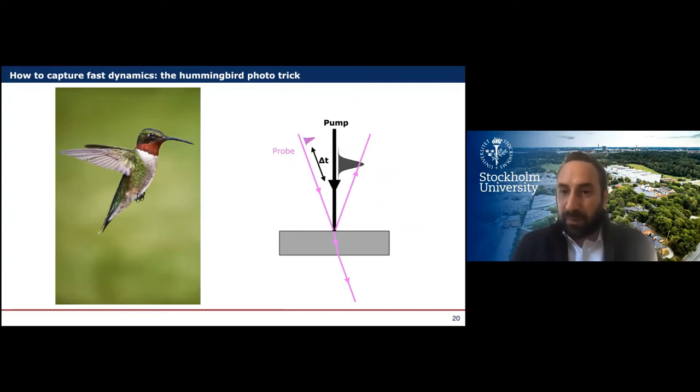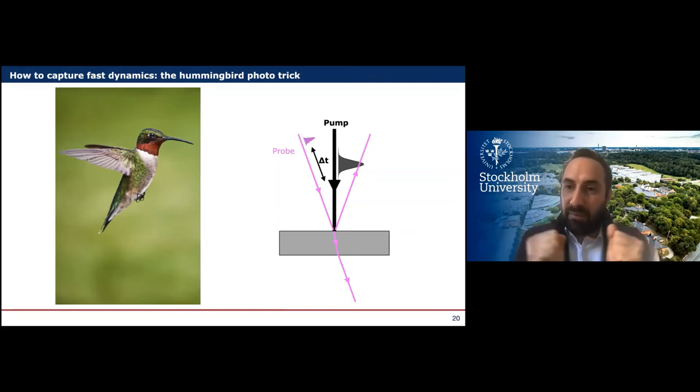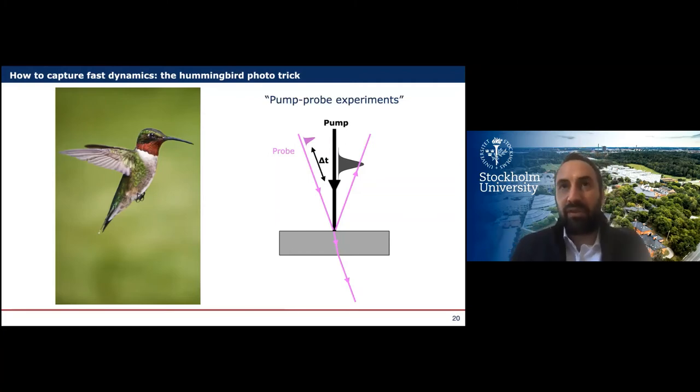So we look at the sample only for the duration of our flash, but we look at the sample after a certain time after we give it a kick. This is very easy to do, and I can tell you how it is done, but you can easily control the delay between the pump and the probe. So if you do this stroboscopically, you can actually build up a movie with different frames taking a different delta T in this slide. So that's the idea.